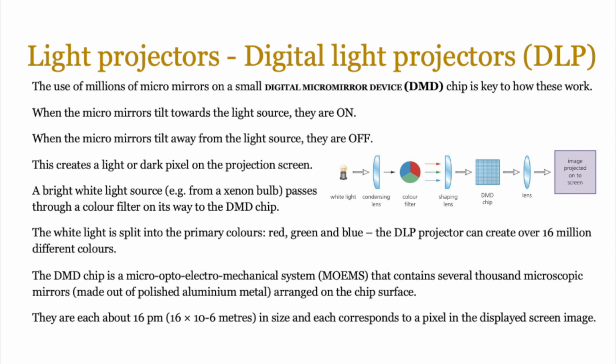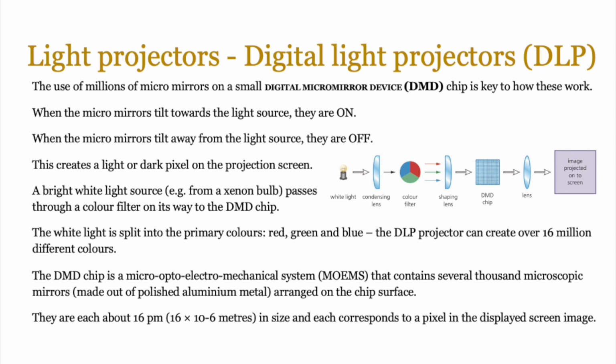These use millions of micromirrors on a small digital micromirror device chip, which is key to how these type of projectors work. When the micromirrors tilt toward the light source, they are on. When they moved away from the light source, they're off. This creates a light or dark pixel on the projection screen. Now on screen, there's a little diagram that explains the process. So perhaps you might want to pause and have a look at that, or you might listen to how the process works.